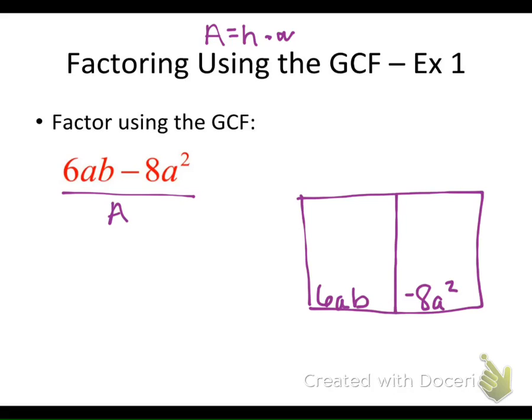So to find our height that we're going to use, what were we doing all last week? And what does it say that we're going to use up here? Greatest common factor. We're going to use our greatest common factor. So what we're going to do is find the greatest common factor of 6 and negative 8. And that's going to be our height. So go ahead and help me out.